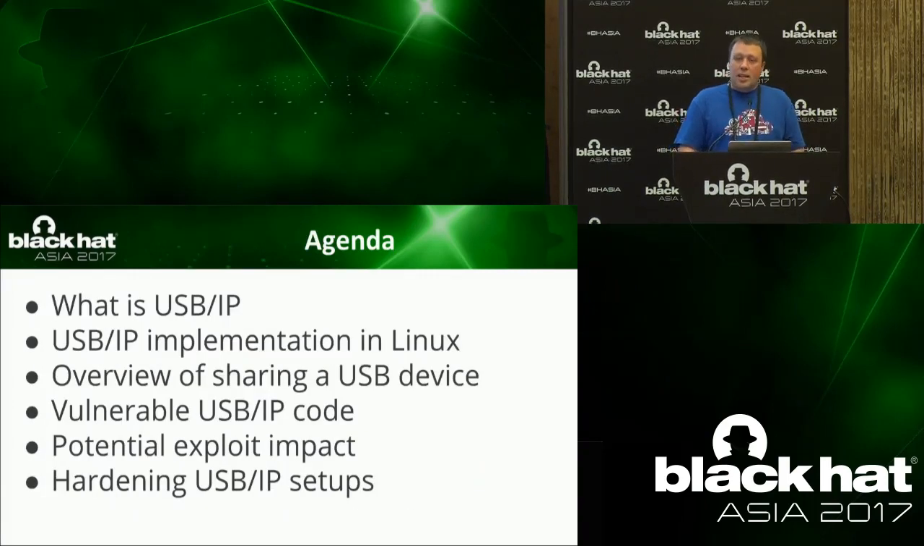So our plan for today is I will briefly describe to you what USB over IP is. We will then go over how it's implemented in Linux. Also, I will briefly show you how to export a USB device over an IP network. Then we will jump into vulnerable USBIP code in the Linux kernel. We will discuss potential exploit impact, and lastly, if you do want to use this technology, I will give you some tips on how to make your USBIP setup secure.